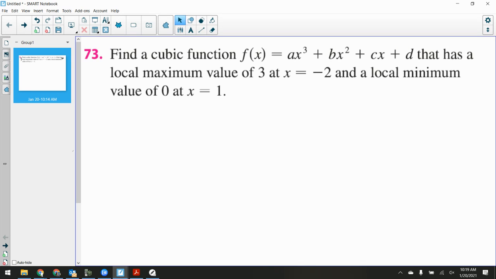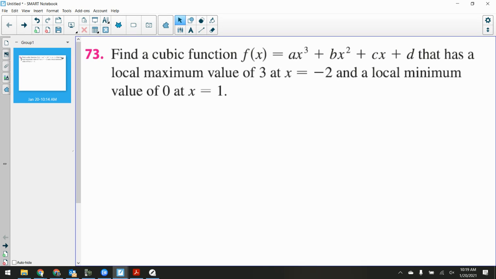Because I really want to find A, B, C, and D, right? I have 4 unknowns. How do you find 4 unknowns? You need 4 equations to do so, right? You got to think of this like a system of equations. I've got 4 unknowns. I need 4 equations to find those 4 unknowns.